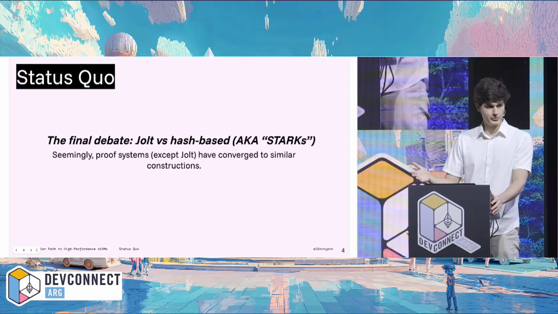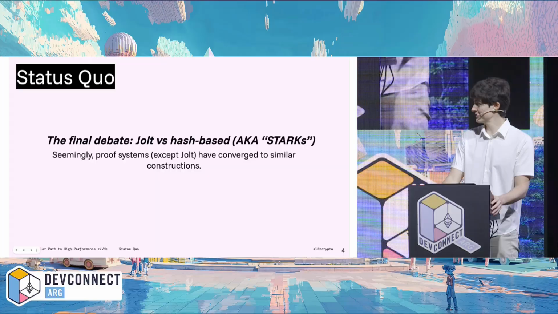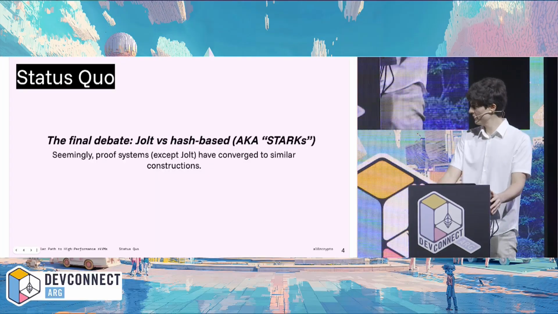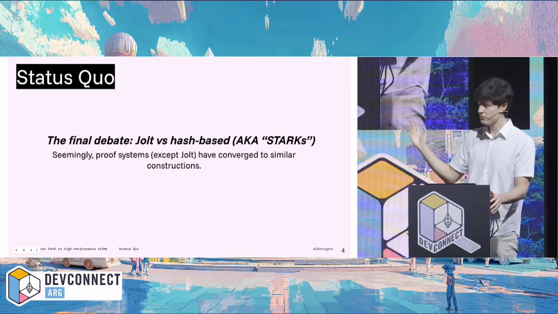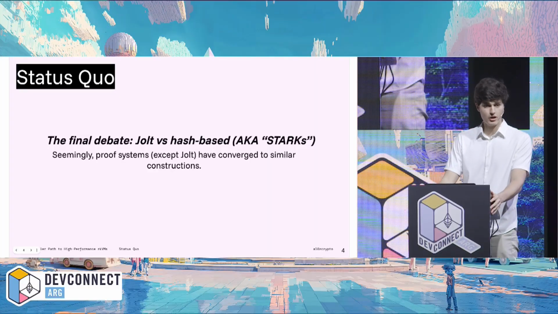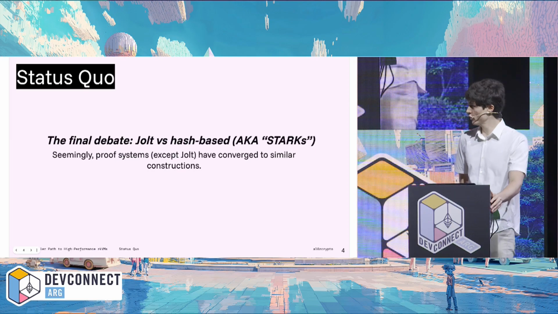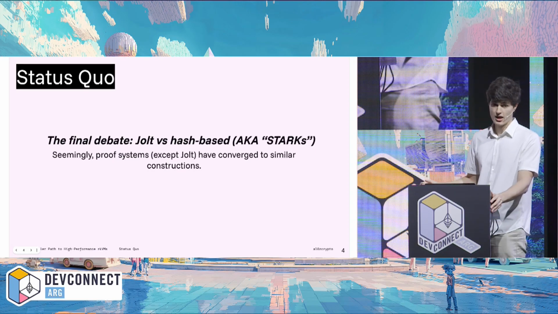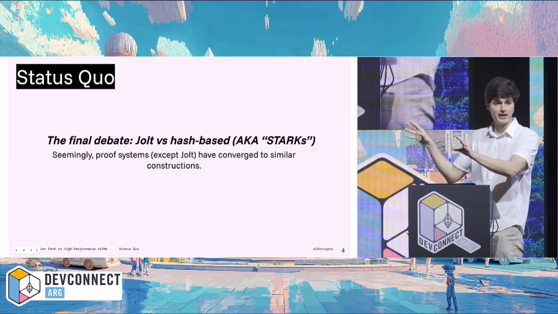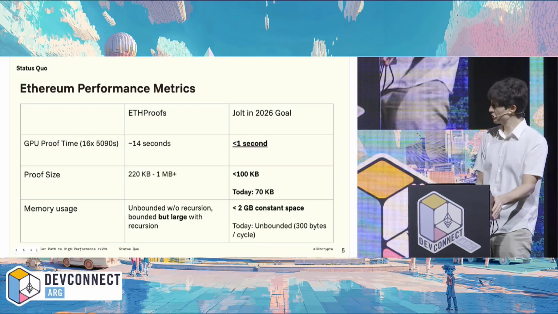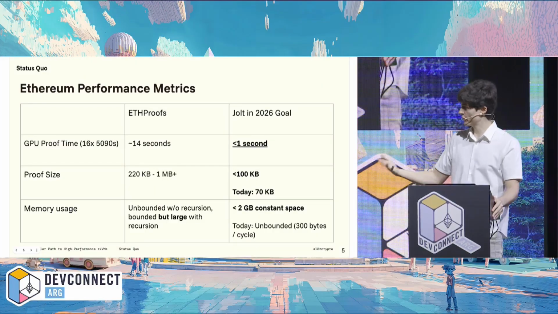Before we get into the myths, we will first begin with some necessary context. As I alluded to, the progress has been quite good this year. And with this progress, seemingly, every proof system other than Jolt has converged to a very similar construction. Jolt, as we will see, is very different. I pose this as the final debate: Jolt versus hash-based provers. So here are the metrics that people care about today.